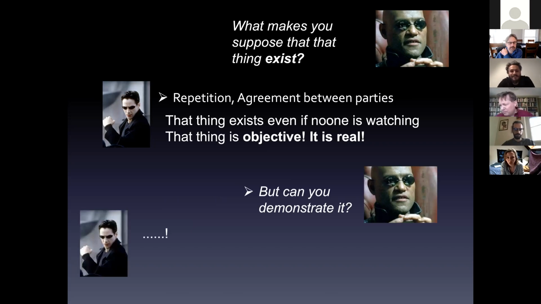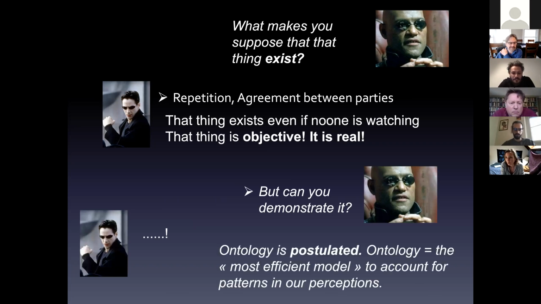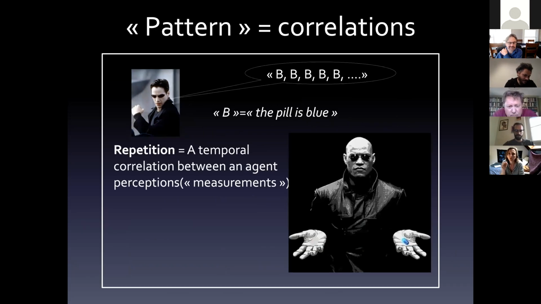But then Morpheus can ask you, but can you demonstrate this? And then if Neo is smart, and I guess he is, he realizes that he's not able to answer this question. So this is a very important message that probably all of you are aware of, the fact that ontology is always postulated. And I'm adding a bit of physics here. Ontology can be seen as the most efficient model to account for the patterns in our perceptions. And this argument I'm going to develop in the next few minutes. But first, I want to precise what I mean by pattern.